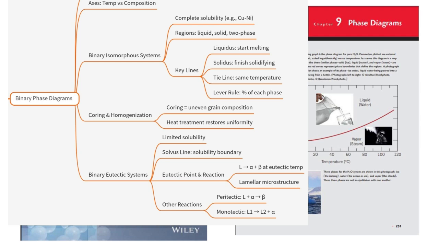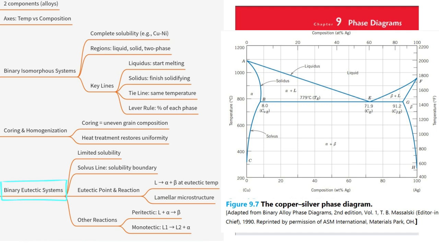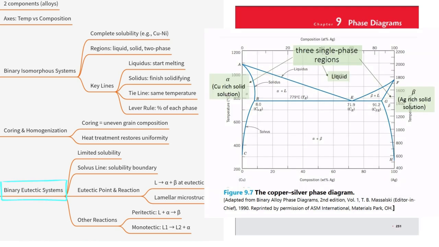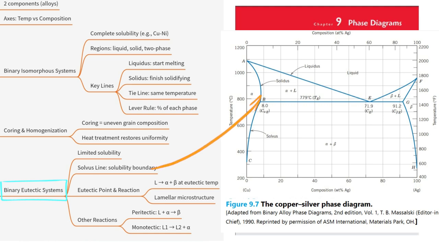Kinda. A good example is the copper-silver system. If you look at figure 9.7, you'll see that there are three single-phase regions. You have a region for copper-rich solid, a region for silver-rich solid, and a region for the liquid. And the lines that separate those regions, those are called solvus lines, and they show the solubility limits. Solvus lines, they show how much of each element can dissolve in the other.